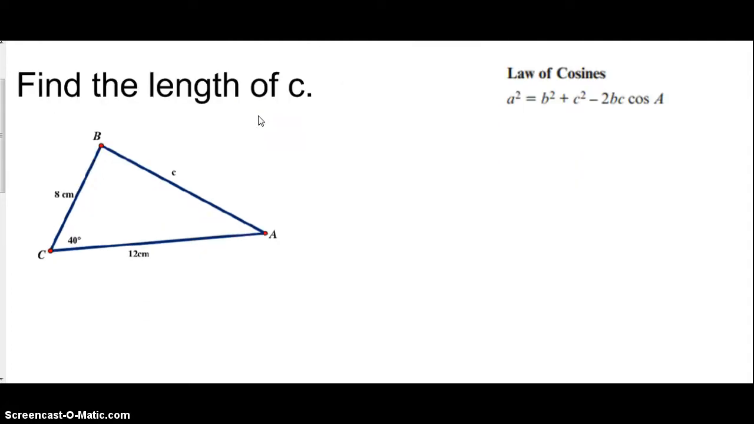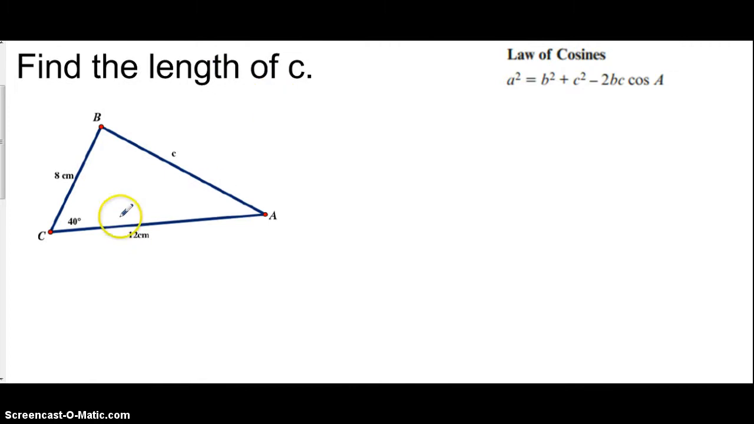So let's take a look at our first example problem. If you look at this one, you have a side over here, an angle over here, and a side over here. So you have two sides with this angle in between them. So this would be called side, angle, side. So I know I can use the law of cosines. Well, from here I'm just going to have to plug it in.